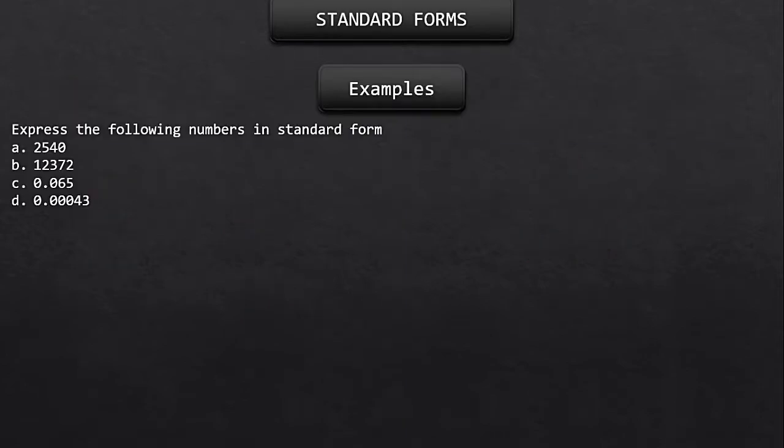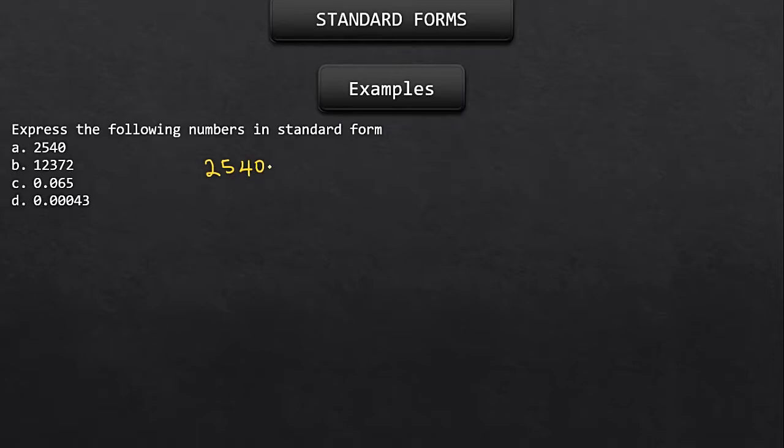So hang on. These are the examples. The first one says: express the following numbers in standard form. The first one is 2540. Express it in standard form. Since it's a whole number, that's the first thing we need to do: check if it's a whole number. Does it have a decimal point? No, it doesn't. So it's a whole number.